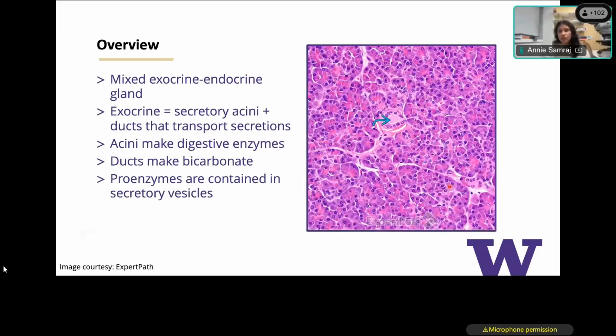So this is what the histology looks like. You can see that we have these acini, which are these glandular structures. You typically don't see the lumen of the acini. That can be a little difficult to identify. And here in the center of this picture, you can see a cuboidal epithelium lined duct.